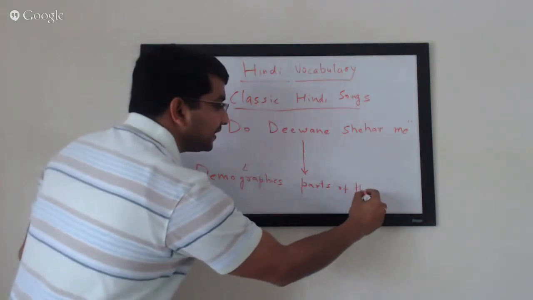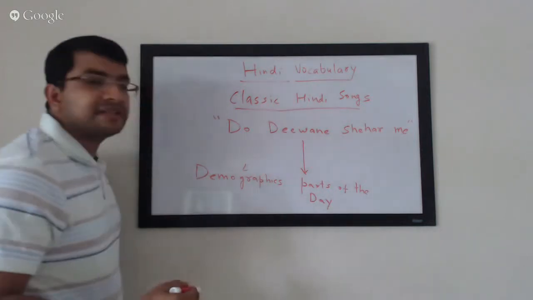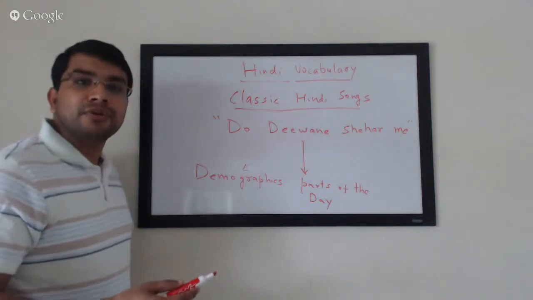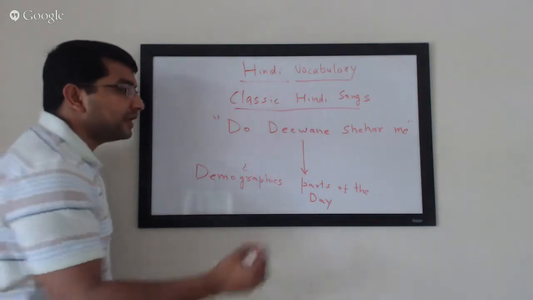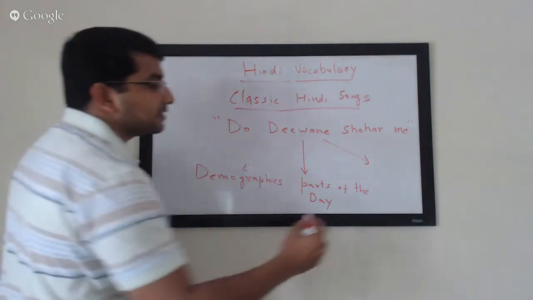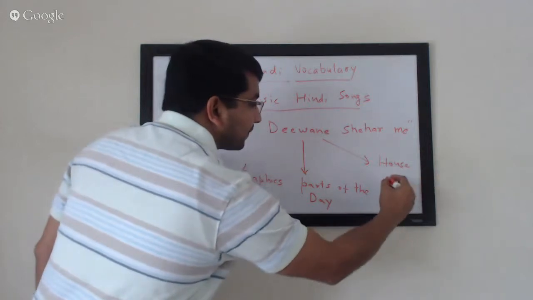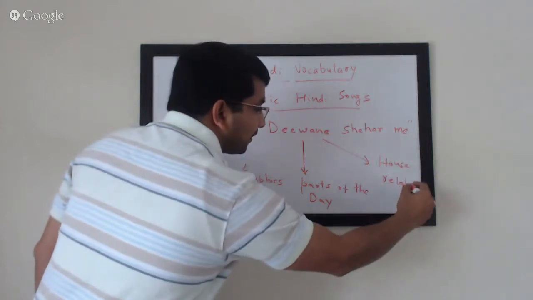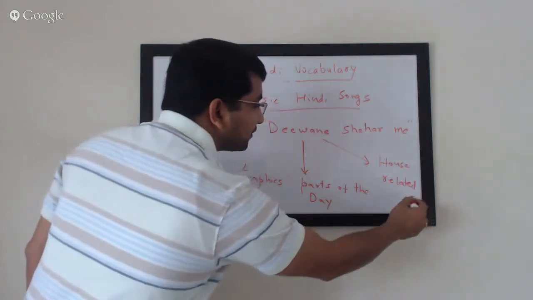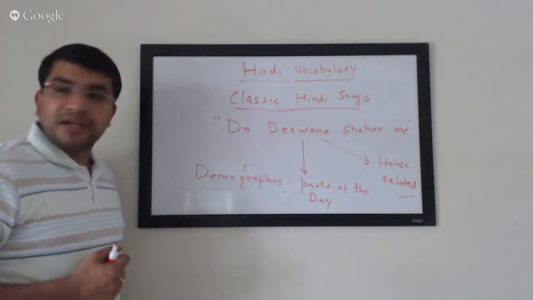You will be able to learn vocabulary related with parts of the day. And when I say parts of the day, basically morning, afternoon, evening, night. And then the third category you will be able to learn in this class is basically house related items. Like in this song, you'll see a lot of keywords which are house related, such as khidki, ghar. So we'll be covering that.